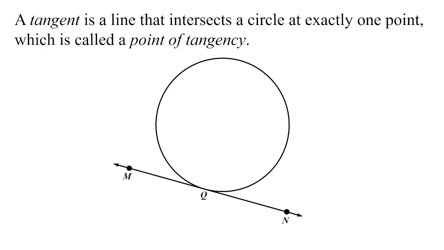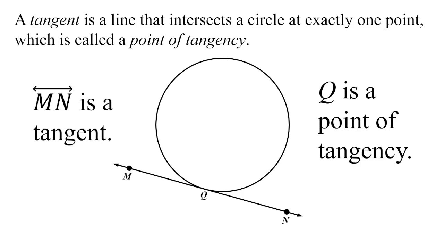So now we have what is called a tangent. A tangent is a line that intersects a circle at exactly 1 point. And that 1 point is called the point of tangency. So as you can see, line MN intersects the circle at Q. So line MN is a tangent and Q is a point of tangency. Q is that 1 point that the tangent intersects the circle.